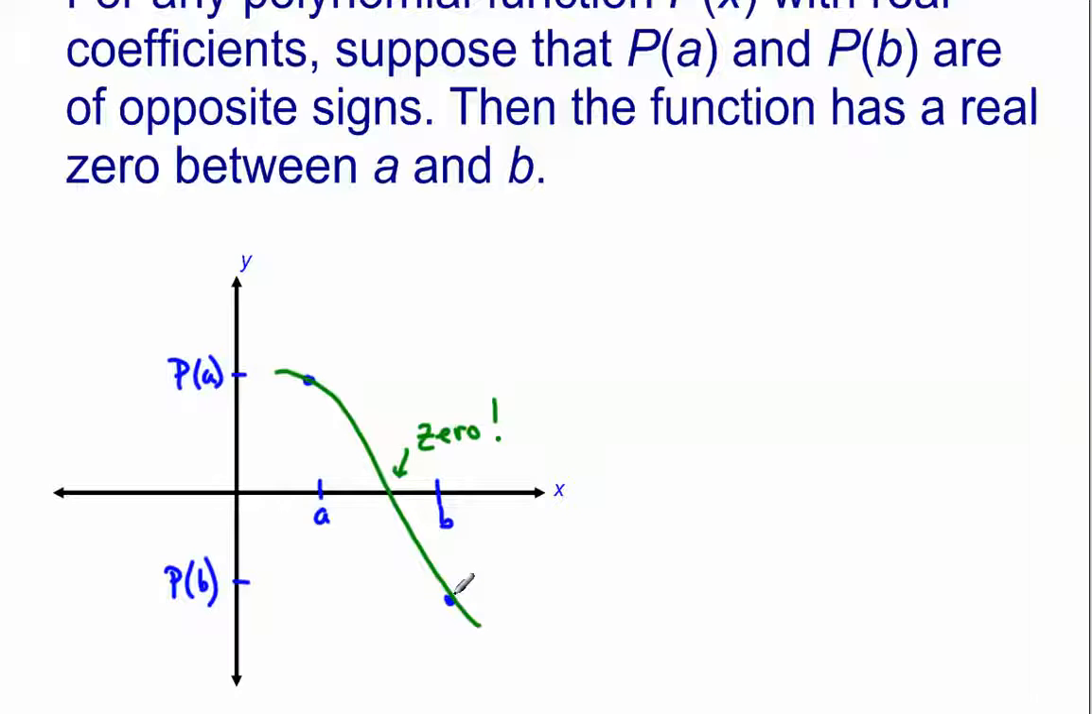Then my function is going to have a point on the graph right here where I match up that x and y. Well, because the polynomial functions are nice and smooth, these have to be connected, which means at some point between a and b, we have to cross the x-axis. That means we have an x-intercept or a 0.